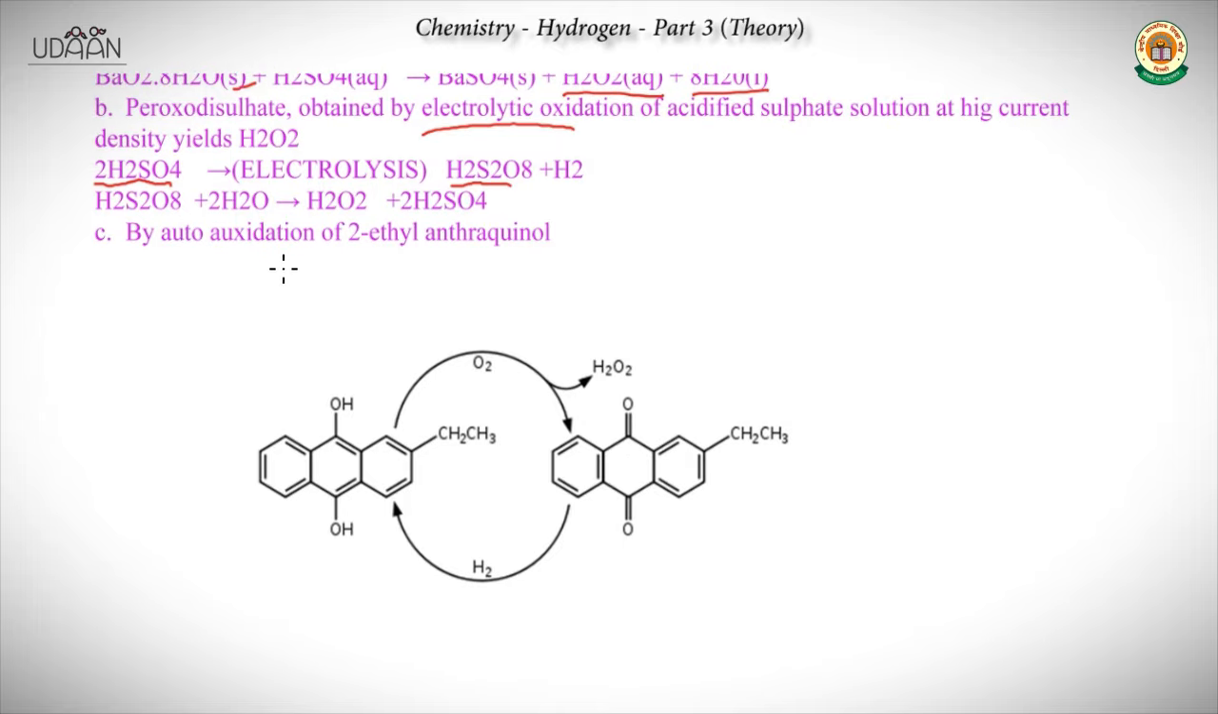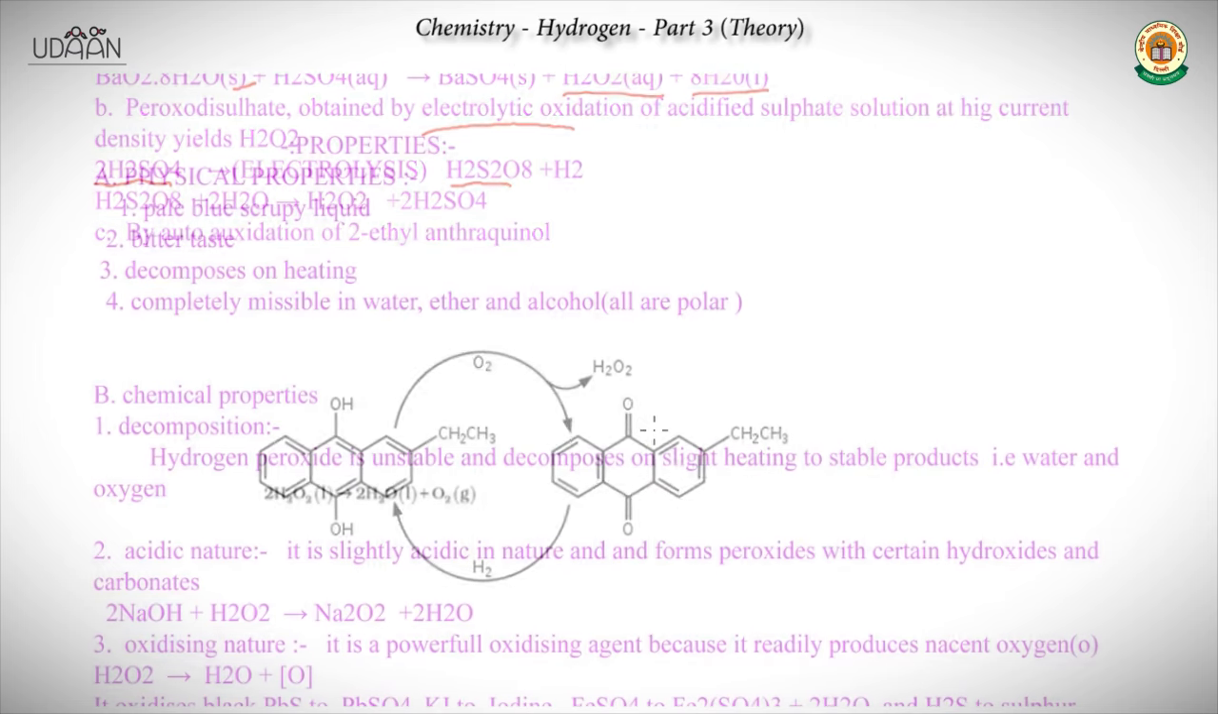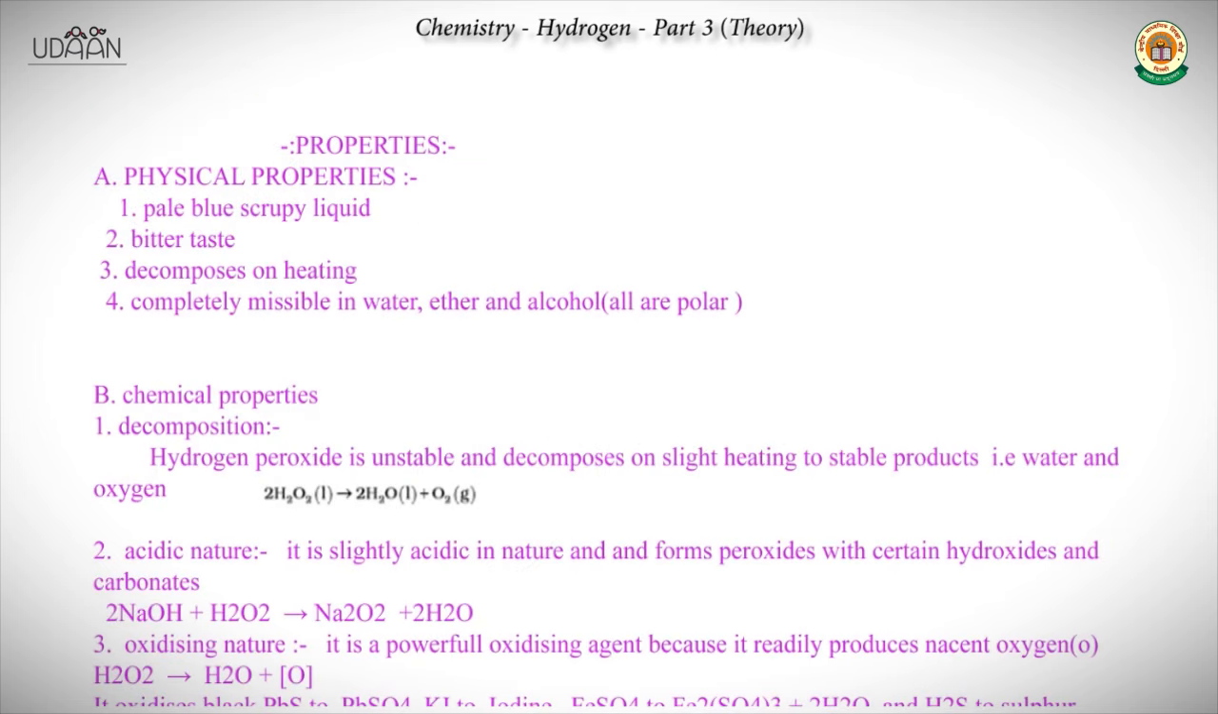Another method is by auto-oxidation of 2-ethyl anthraquinone. In this we can see that this compound goes into auto-oxidation, and in place of OH, a double-bonded O is produced. We have discussed the structure and some methods to prepare H2O2, and now we will discuss some properties of hydrogen peroxide.